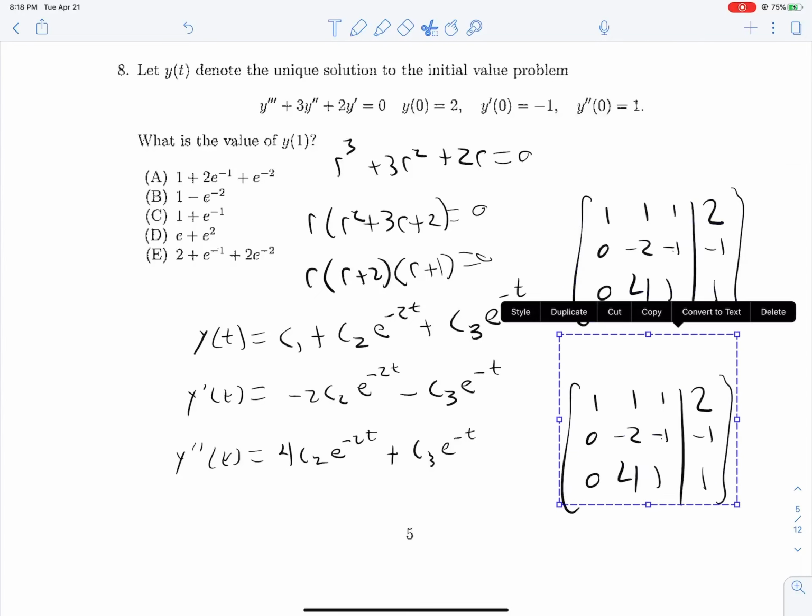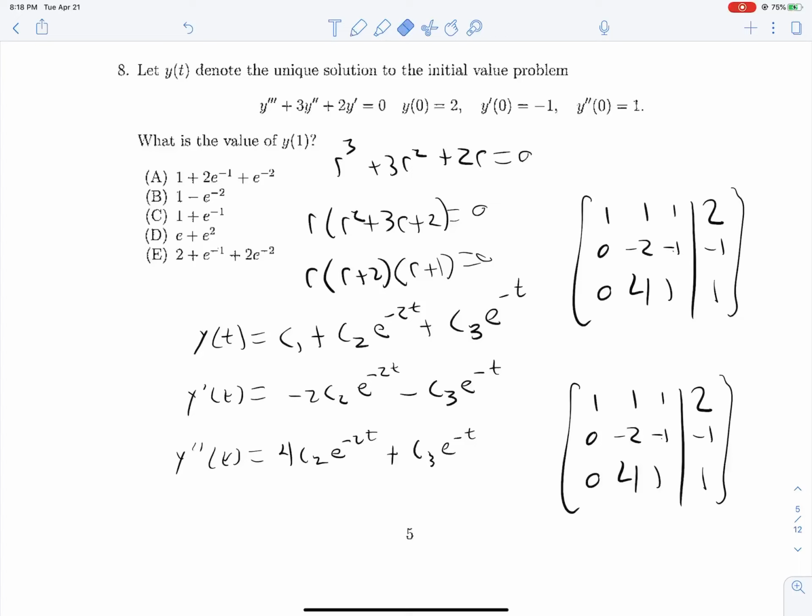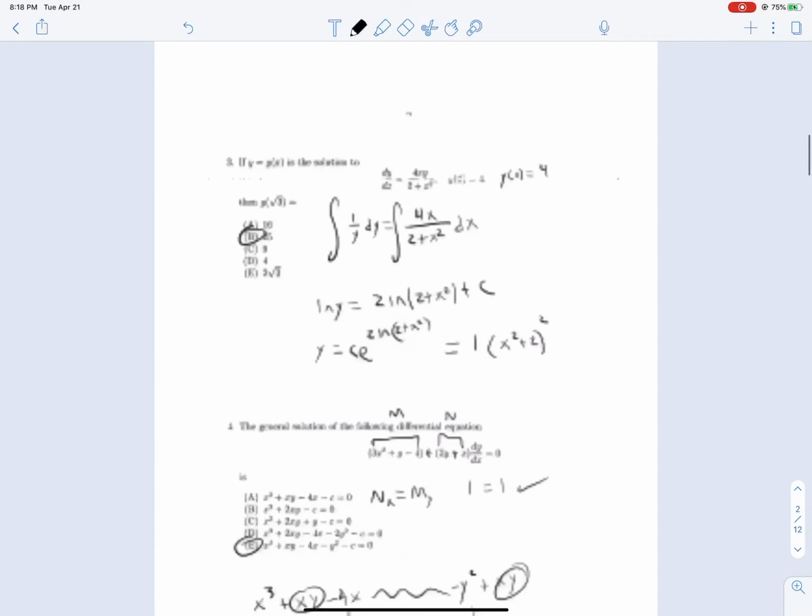Moving this over a little bit, we can simplify everything down. Let's add 2 row 2's to row 3. That gives us a 0 here, a negative 1 here, and a negative 1 here. That turns into 1, 1. We can use that to set this to 0, 0, and this to 1, and this to 0, and this to 0, 1. Okay, so this tells us that C1 is equal to 1, C2 is equal to 0, and C3 is equal to 1. So if we are evaluating y at 1, we will get 1 plus e to the negative 1. So C is our answer for 8.